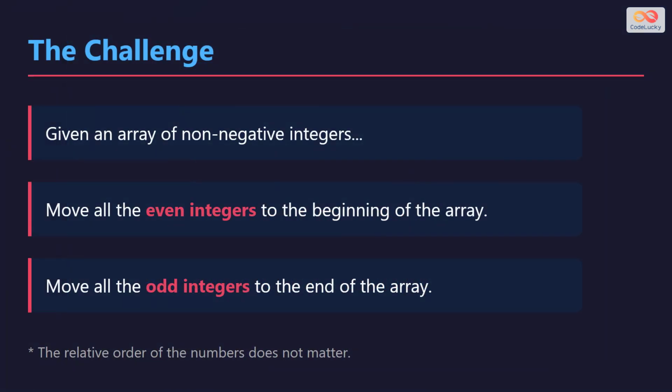First, let's clearly define what we need to do. We are given an array of non-negative integers. Our task is to reorder this array so that all the even integers come before all the odd integers. The specific order of numbers within the even group or the odd group does not matter, as long as the evens are separated from the odds.